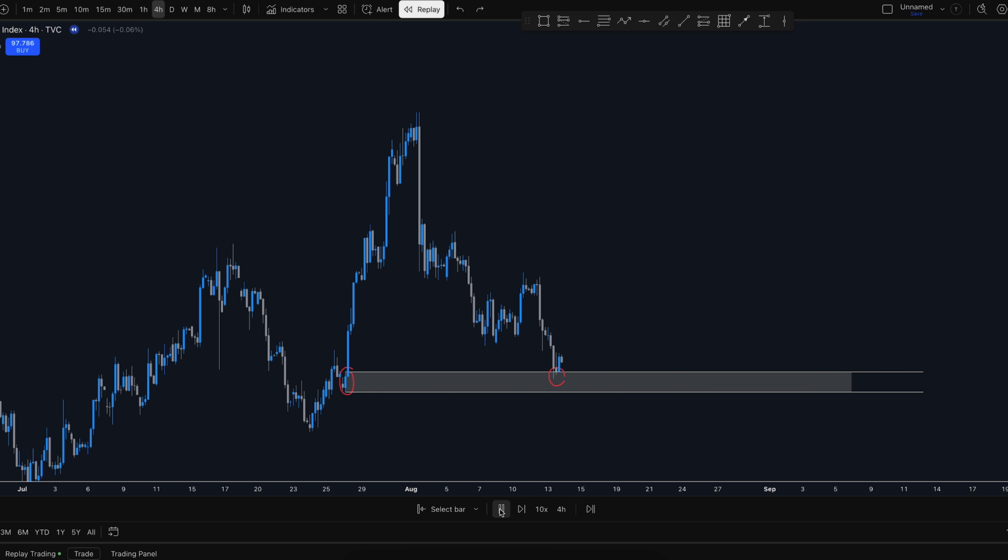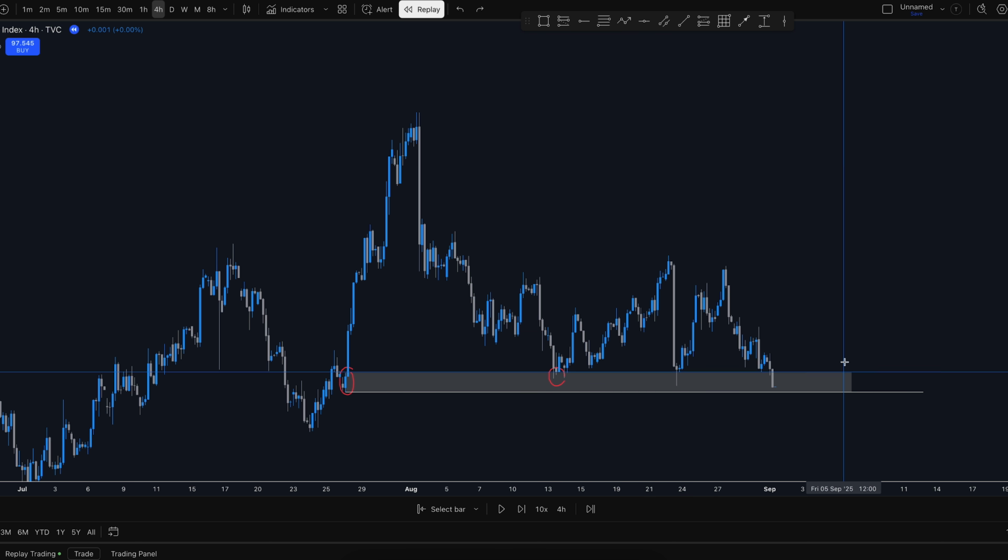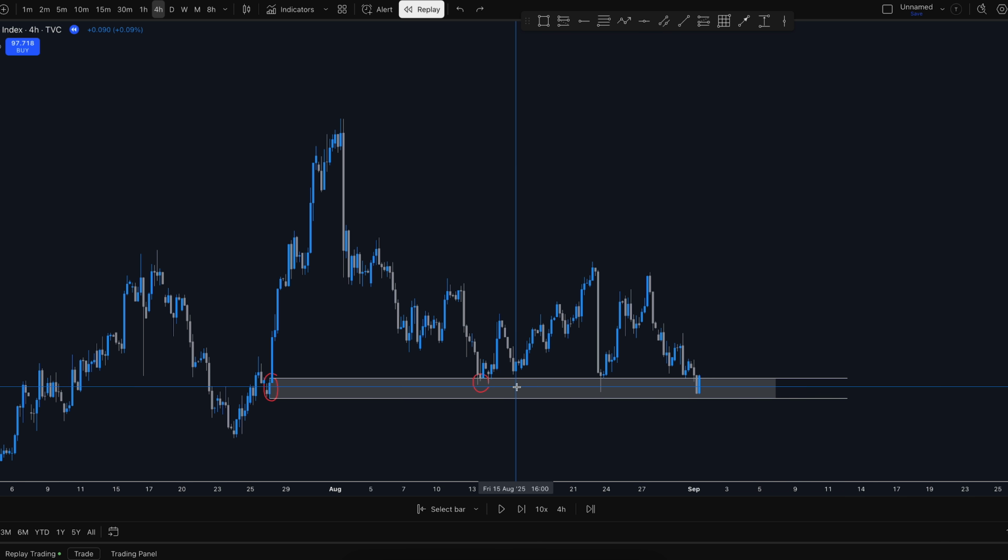Now, if you take a look at what happened in this zone, we actually created the first tap, then we pushed up, we came back down for a second tap, and then we come back in again for a third tap. Now, what is this telling us about this demand zone? Well, by coming back in for a second and third tap, we're seeing that the buying pressure that's coming in from this level is nowhere near as strong as it used to be.